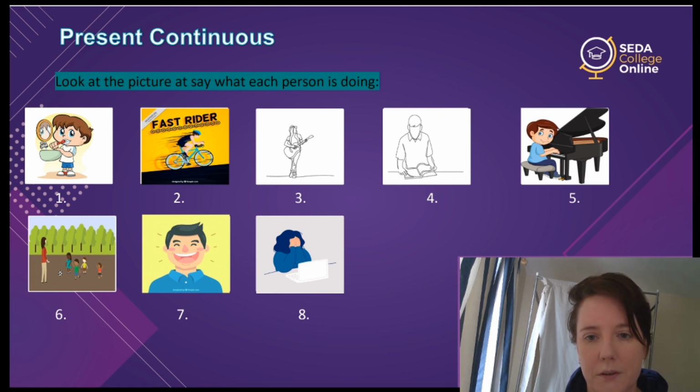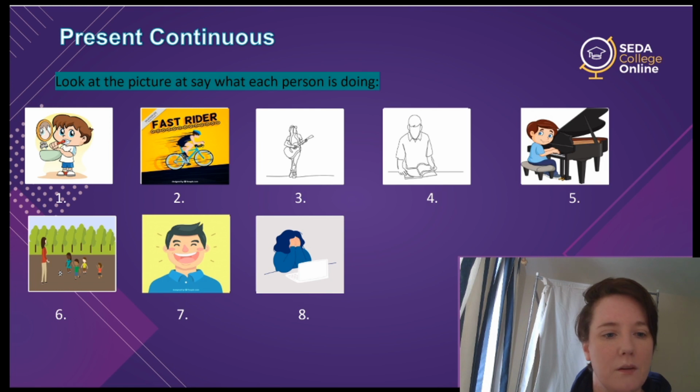4, that's a book. What's he doing with the book? 5. Piano. What's he doing with the piano? 6. We have a ball here. What are they doing with the ball? 7. He's really happy in this picture. What's he doing? He's so happy.